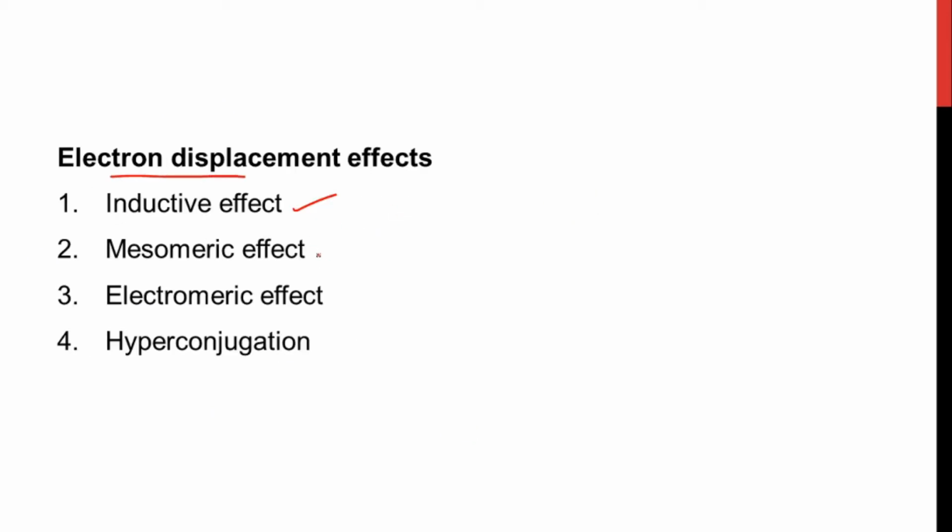Next electron displacement effect is the mesomeric effect. In the previous video I said that there is a similarity between the mesomeric effect and the resonance. In the NCERT book, both resonance and mesomeric effect are given as the same topic, but there is a slight difference. I will be discussing that also.